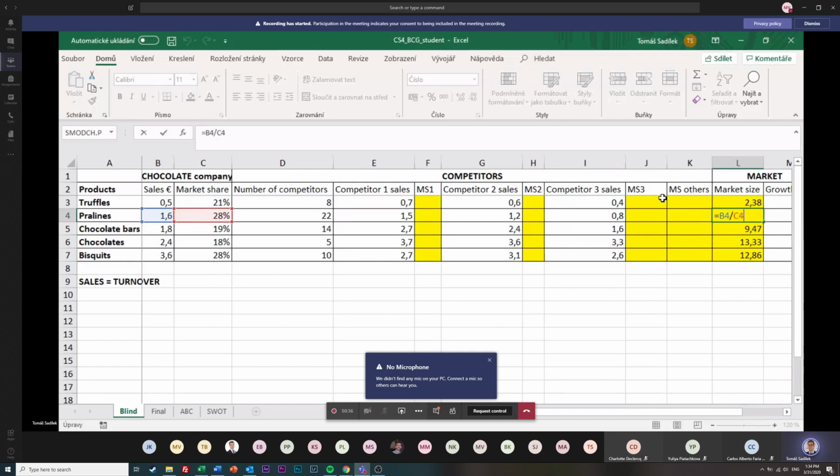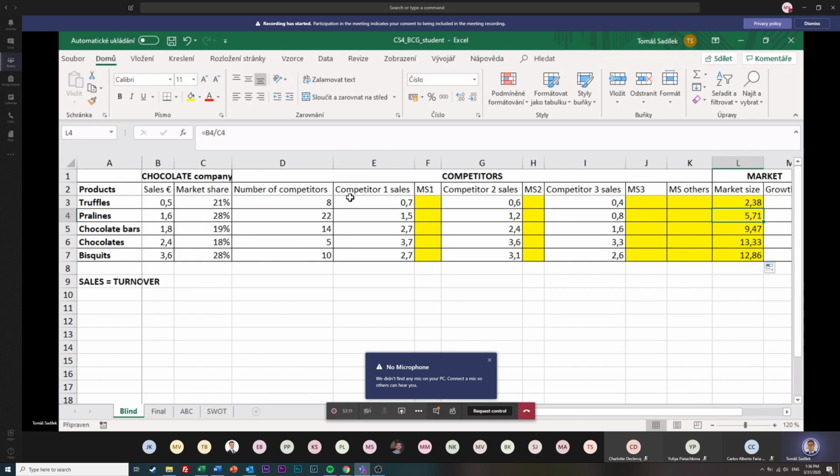Perfect. So when calculating the BCG matrix, first we have to calculate the market size. The second step is the following. We have to calculate the market shares of the 3 biggest competitors. We know that we have from 5 to 8 competitors in different products, but we have to do the analysis just for the 3 biggest competitors. We do not have to compete with the small ones, but only with the 3 biggest competitors. So how to do this?